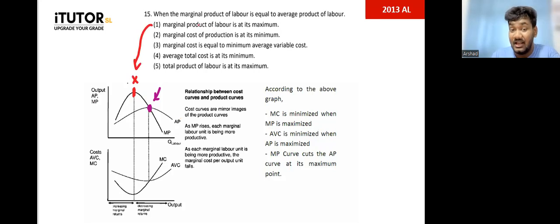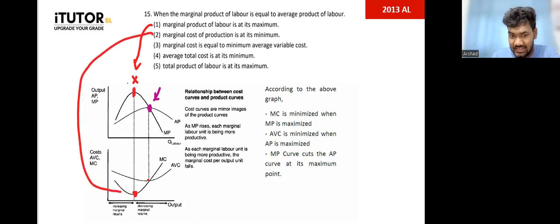Second one, marginal cost is at its minimum. Now, at this point, is the marginal cost minimum? No, right? MC is not minimum here. MC is minimum here. That is also wrong, right? The second one is also wrong.